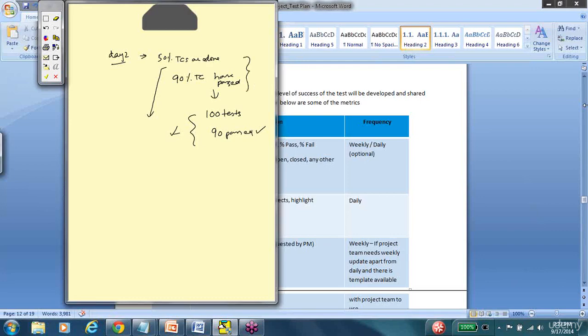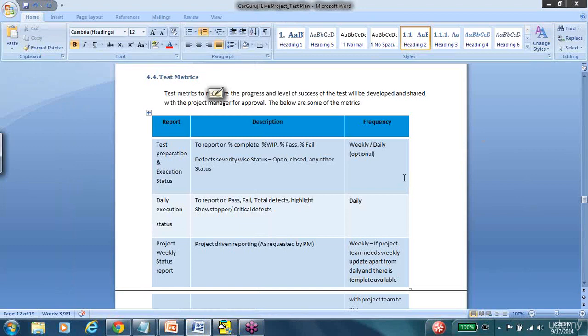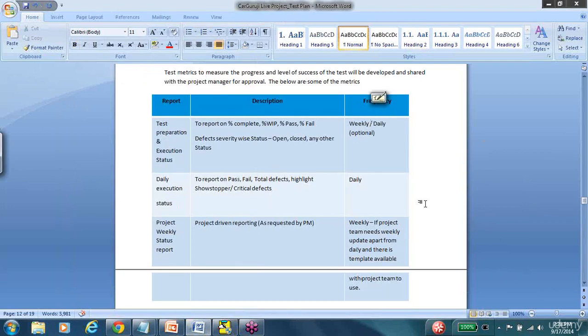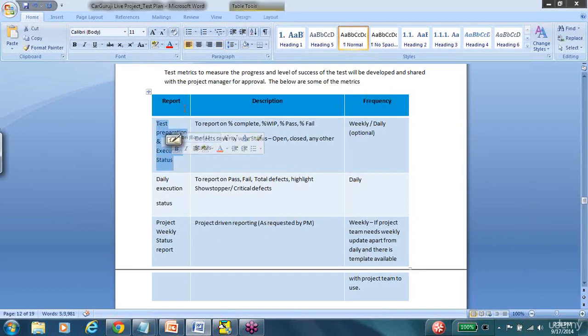Now test metrics, there are a million metrics that you can collect. You can collect execution strategy, you can collect defect density, there's mean time to failure. I'm just throwing out names at you to give you an idea of how complex these test metrics can be and what a wide variety is available. So as a QA team, it is very important to decide which ones you are going to pick up. In your test plan, you'll make a decision on what kind of metrics you're going to collect and at what intervals. The test preparation and execution report is going to contain the percentage complete and percentage work in progress. We'll discuss what each one of these is and how we calculate it going forward.